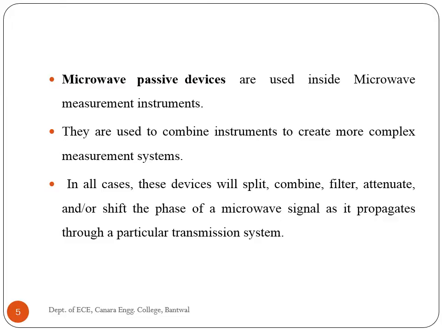Microwave passive devices are used inside microwave measurement instruments. They are used to combine instruments to create more complex measurement systems. In all cases, these devices will split, combine, filter, attenuate, and shift the phase of a microwave signal as it propagates through a particular transmission system.